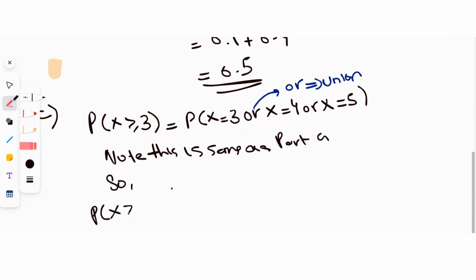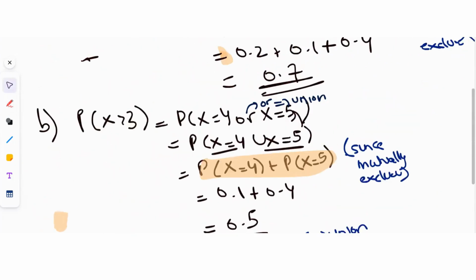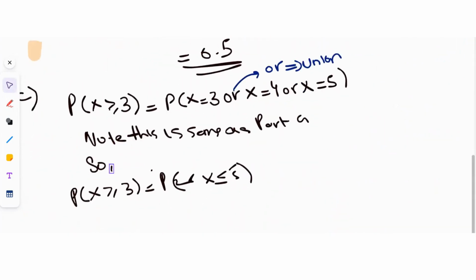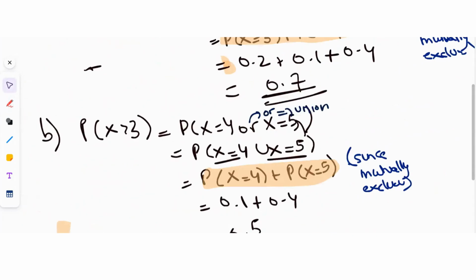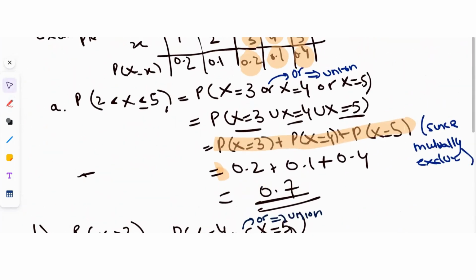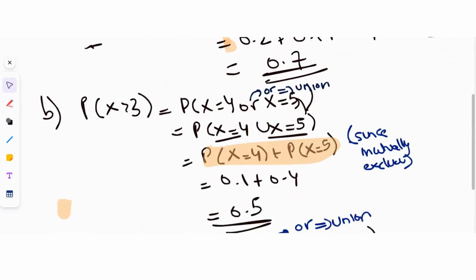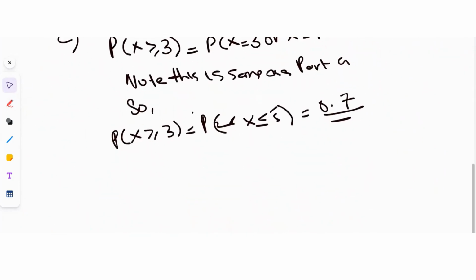So probability x is greater than or equal to 3 is just probability x is greater than 2 and less than or equal to 5, like we had in part A, which is just 0.7. So basically part A and part C are looking at the same thing, or just different ways of seeing the same thing. So probability x is greater than 2 and less than or equal to 5 here is the same as probability x is greater than or equal to 3. Let's do the last part.